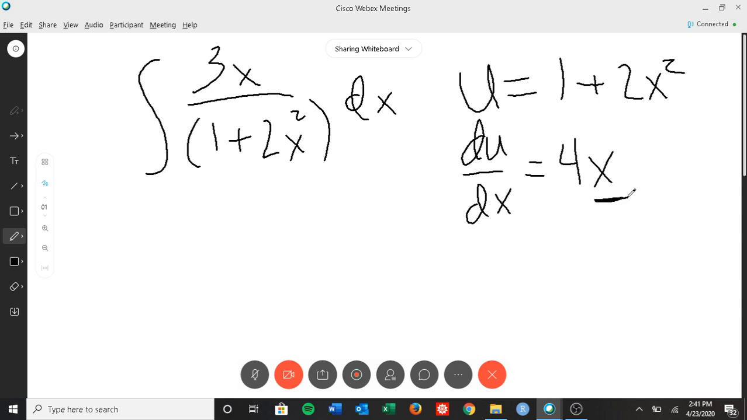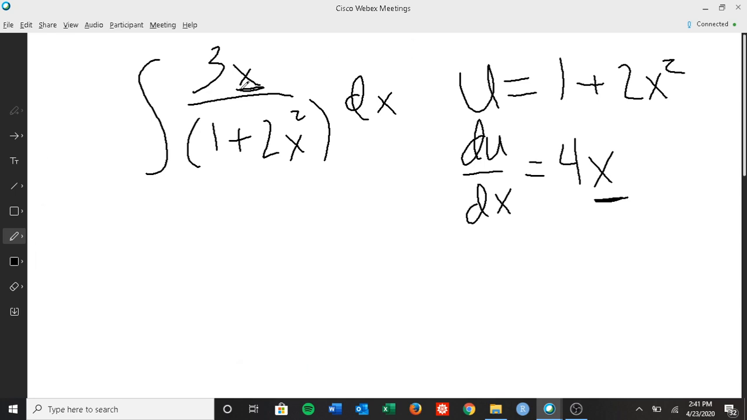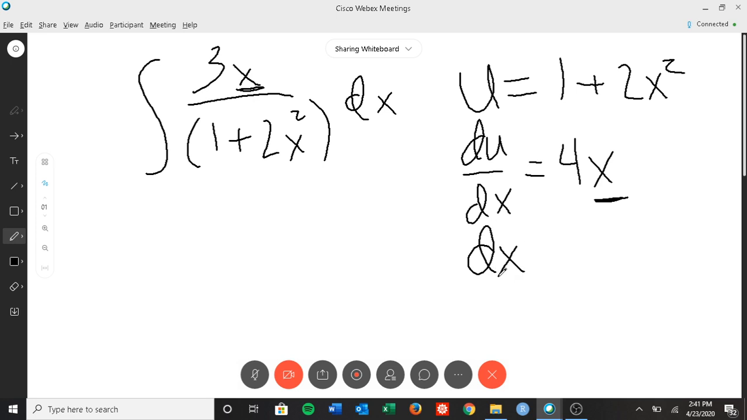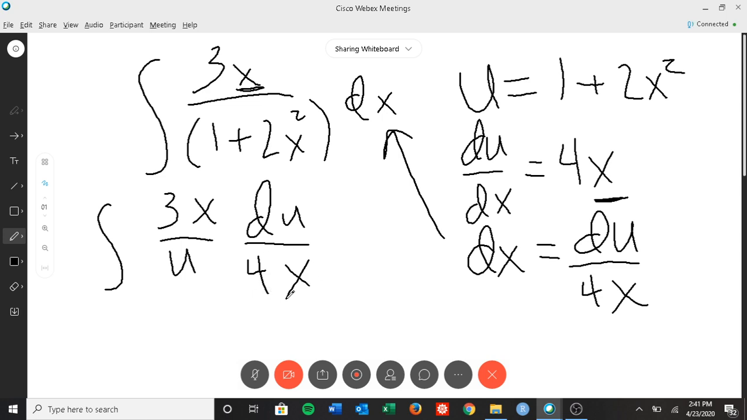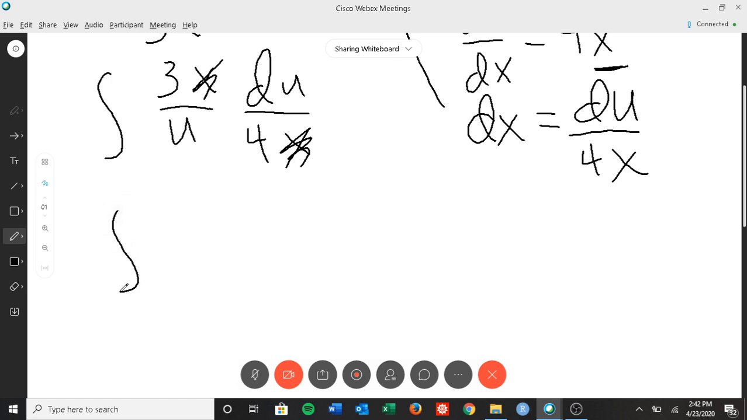Now if you notice here, you have an x here and an x up here. So that shows that we have the correct u value because this x is going to cancel out with our other one. So now we want to solve for dx, so we can plug this in here, and we'll get du over 4x. And now we get a function of 3x divided by u times du over 4x. And we can cancel out these x values, and we're left with, I'm going to pull the 3 over 4 out front, times 1 over u du.